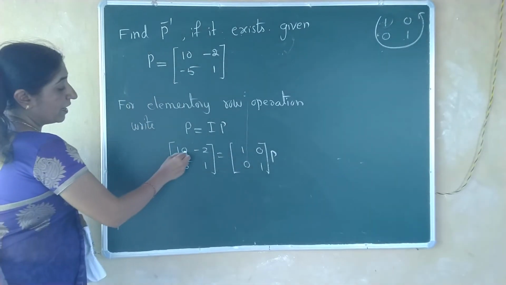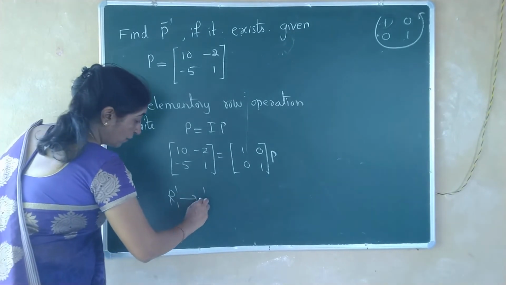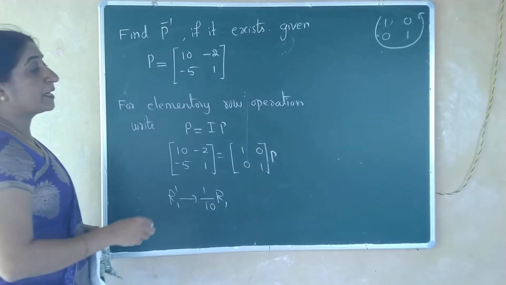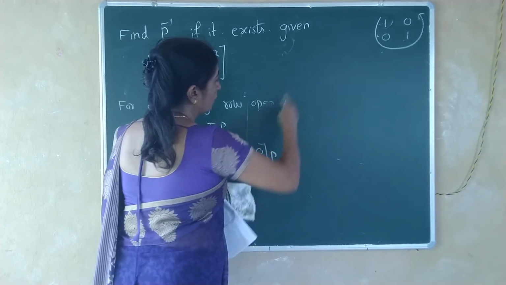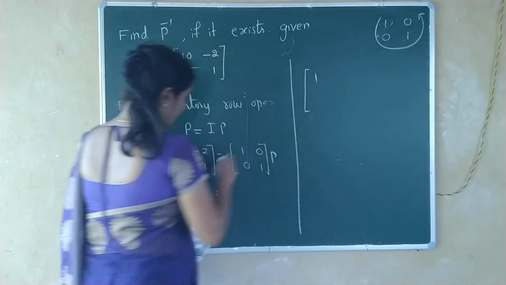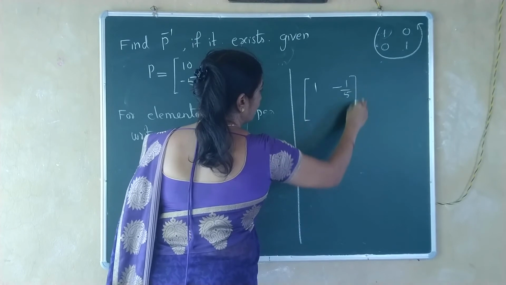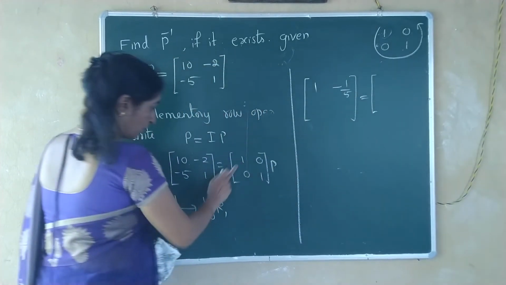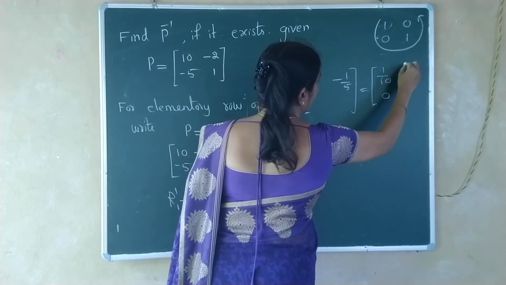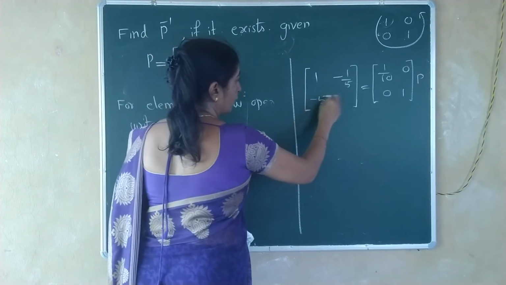Next we have to make 10 a 1. Then R1 dash: each number of R1 is multiplied by its reciprocal. When you are converting to 1, multiply by its reciprocal. So then what are your values? It is 1. And here minus 2 into 1 by 10 is minus 1 by 5. And right side, 1 into 1 by 10, 1 by 10, this is 0, 0, 1. This is P. And here it is minus 5, 1.